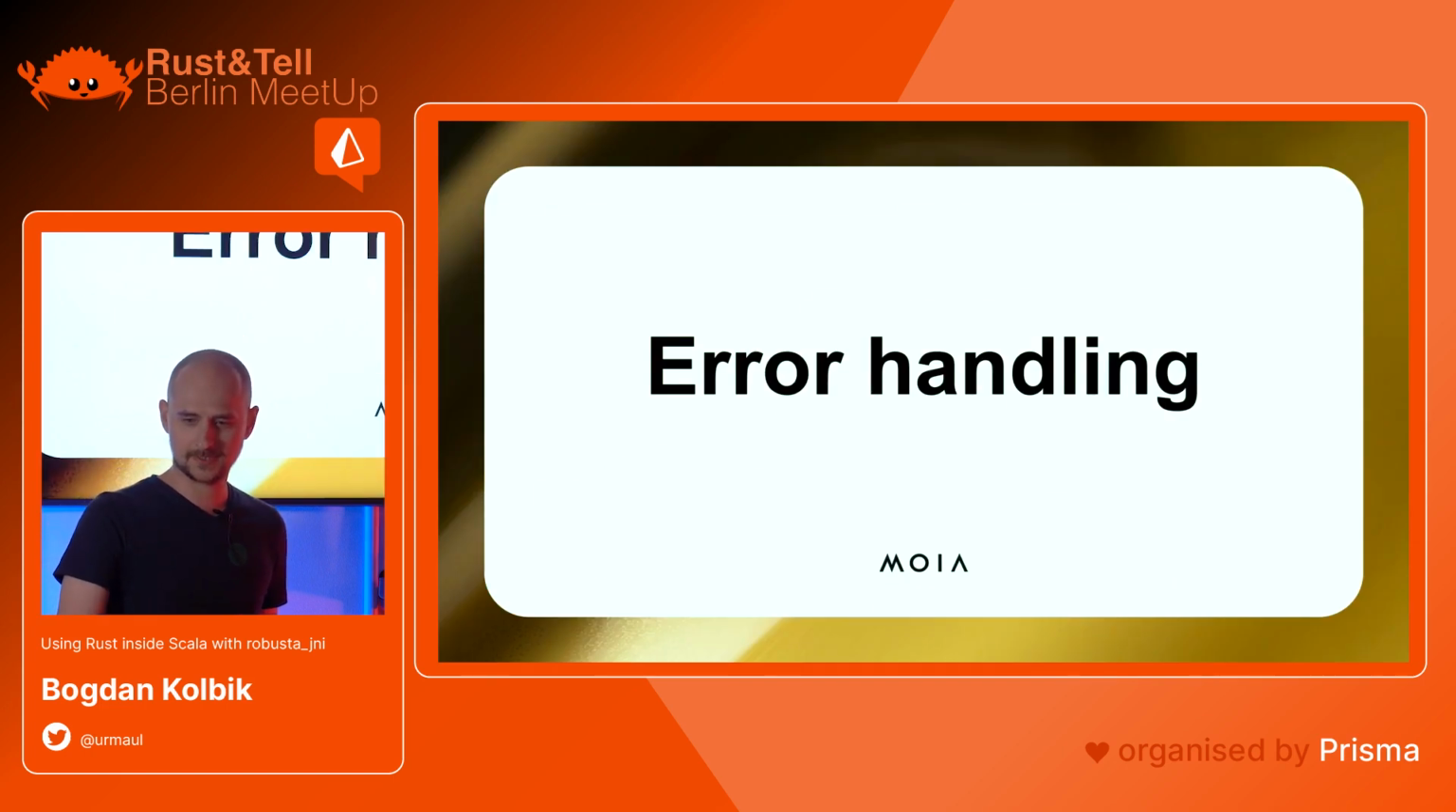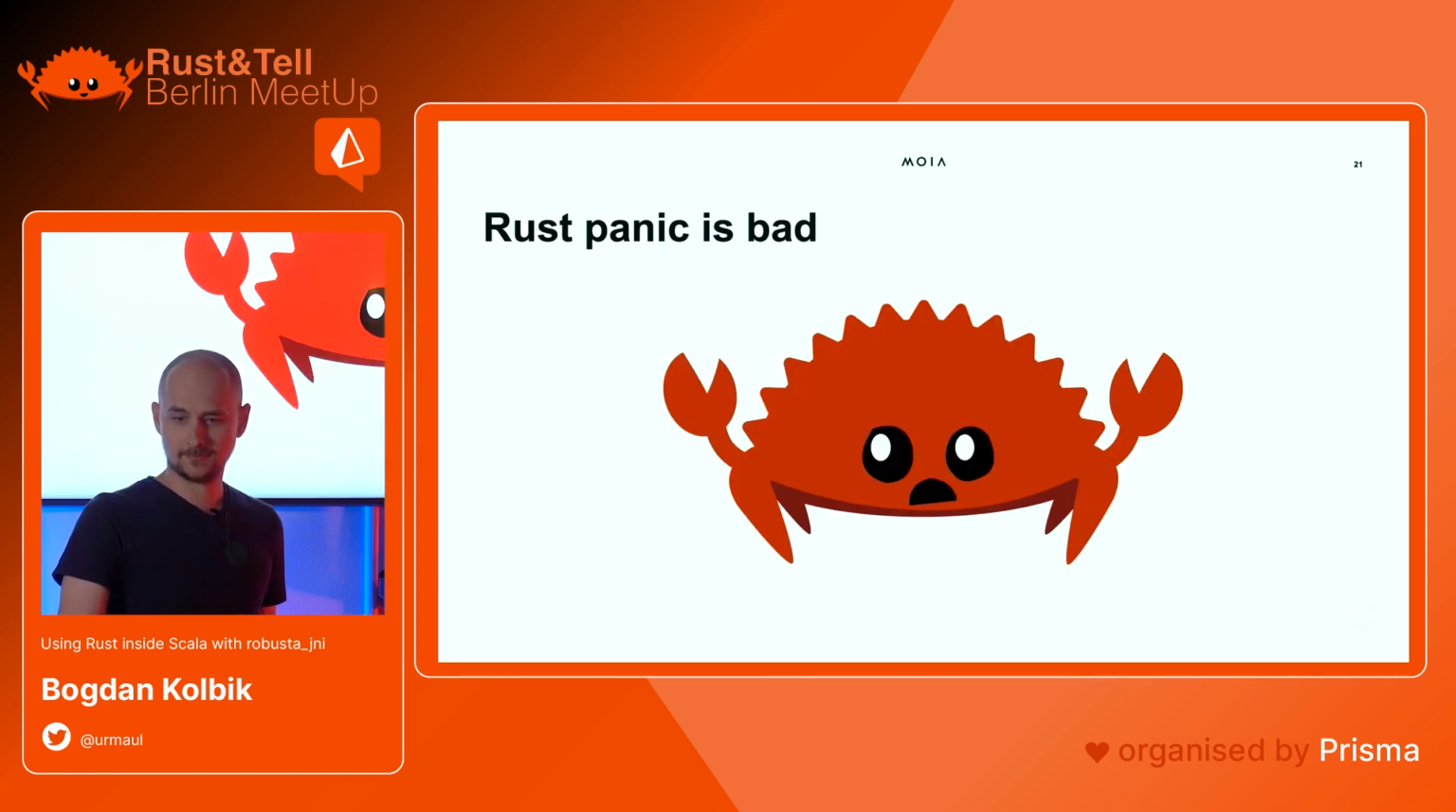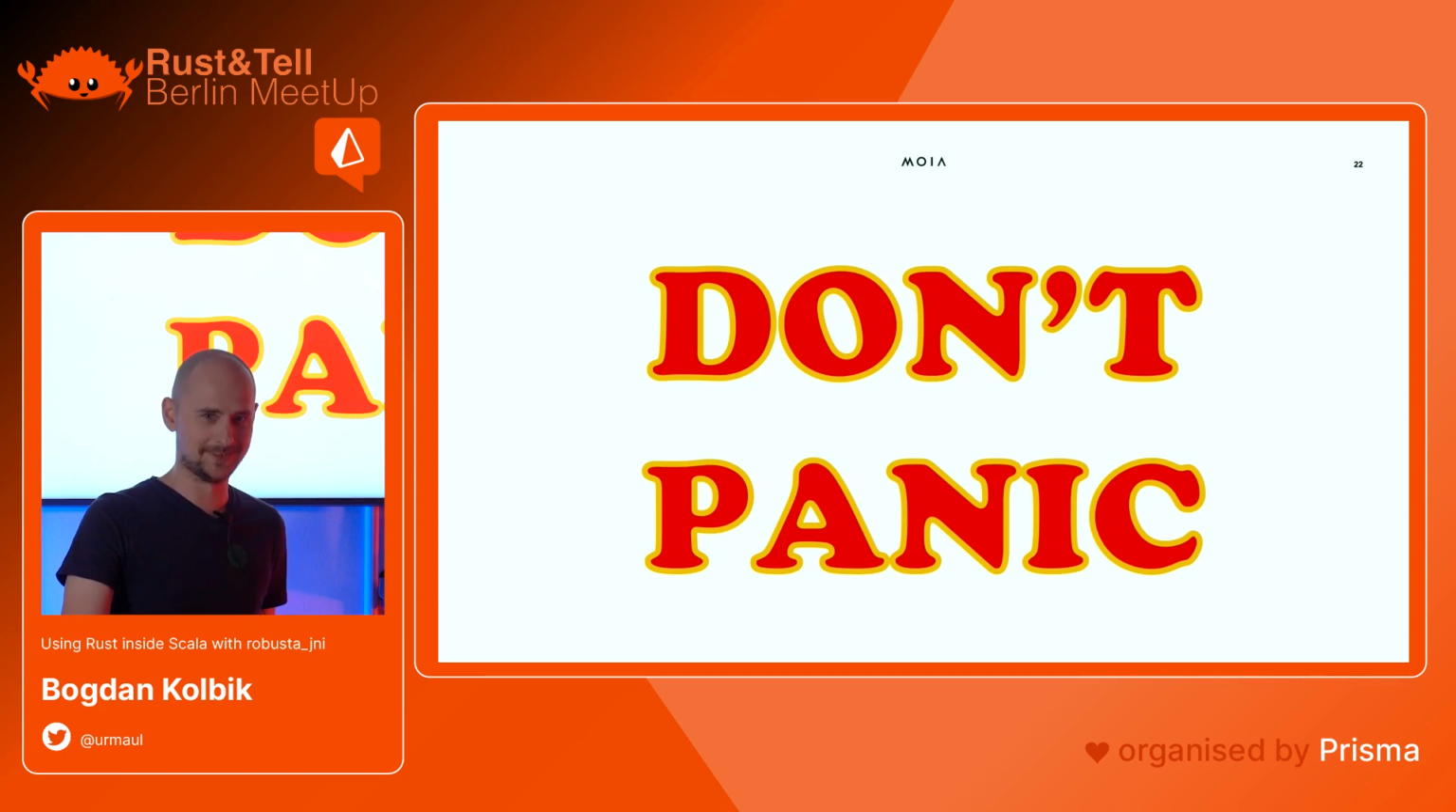Another problem is error handling. Basically, if a Rust application panics, Java cannot do anything about it. It just crashes. So the solution is quite obvious. Don't panic. It's a pop culture reference.